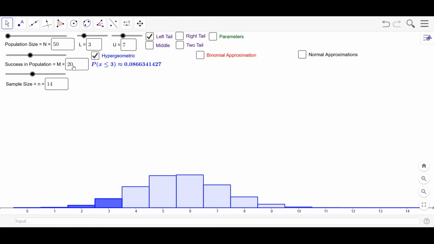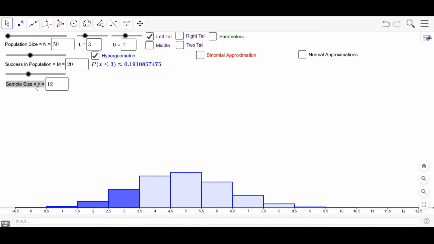So there are 50 things out there. We're going to select from them a certain number of them. Right now it's set at 14. Let's make that 12. So we're going to select 12 things from this group of 50, and 20 of them are considered successes. The rest are considered failures. There are many, many real-world applications where this could be appropriate. And X, our random variable, is going to represent the number of successes in that sample. There are M successes, 20, in the population, and an unknown value of X in the sample.